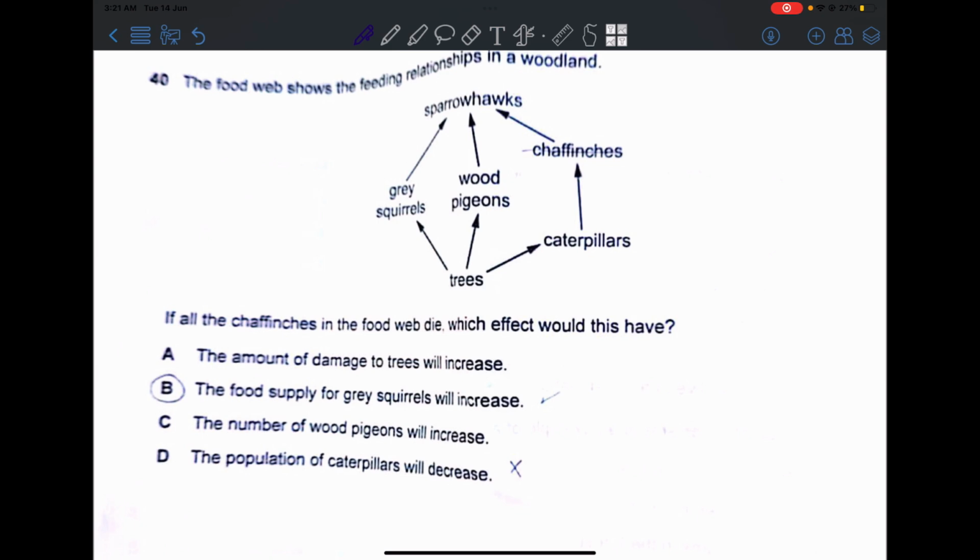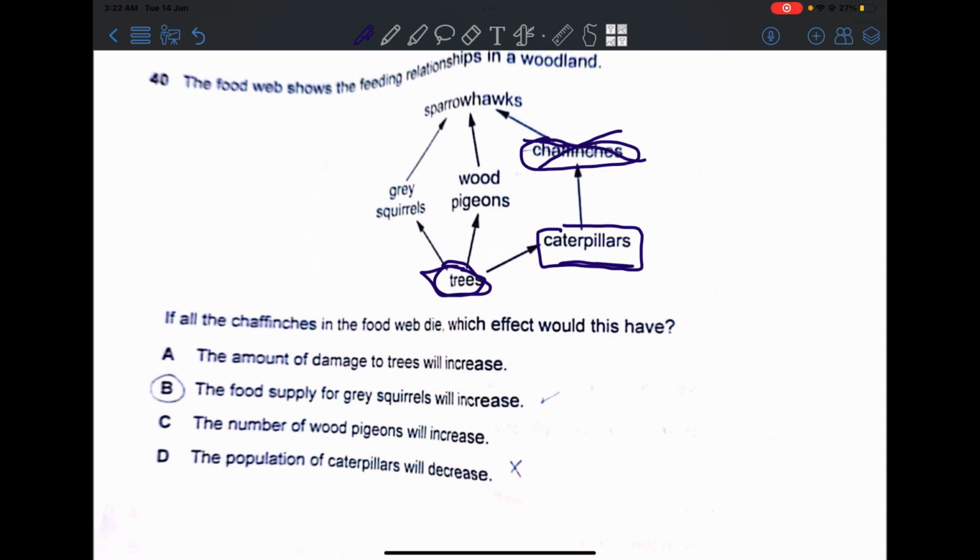40. The food web shows the feeding relationships in a woodland. If all the chaffinches in the food web die, which effect would this have? Now, they're talking about this animal. So this animal is going to be wiped off this food chain, which means there will be more caterpillars. If there are more caterpillars, it's going to increase the damage done to the trees. So they're going to be eating more trees, which means more trees are going to get damaged or eaten. So this one will increase and this one will decrease basically.